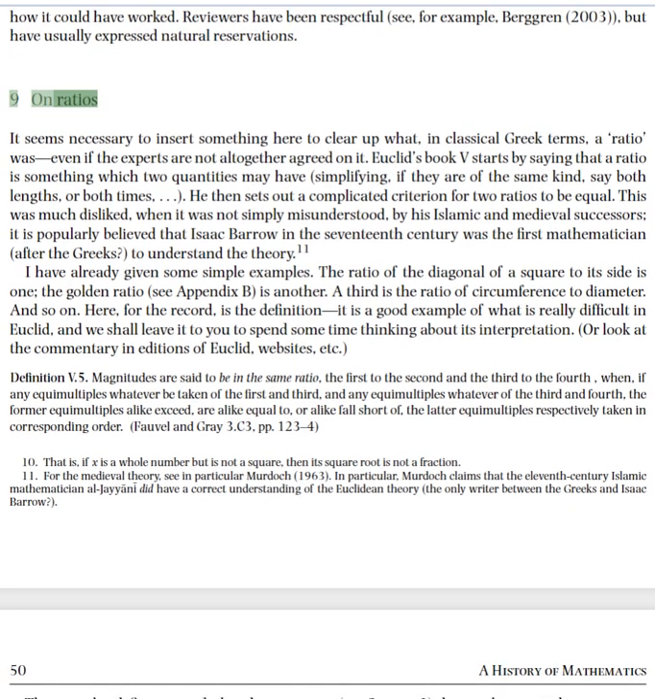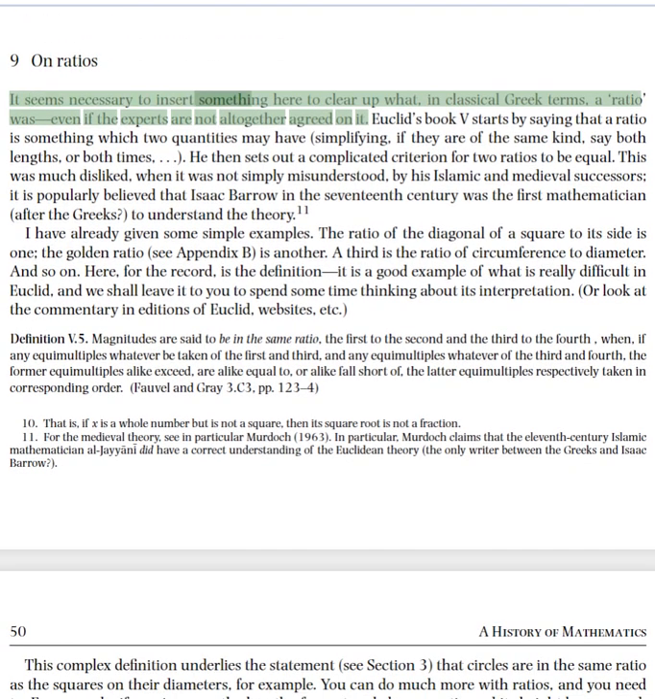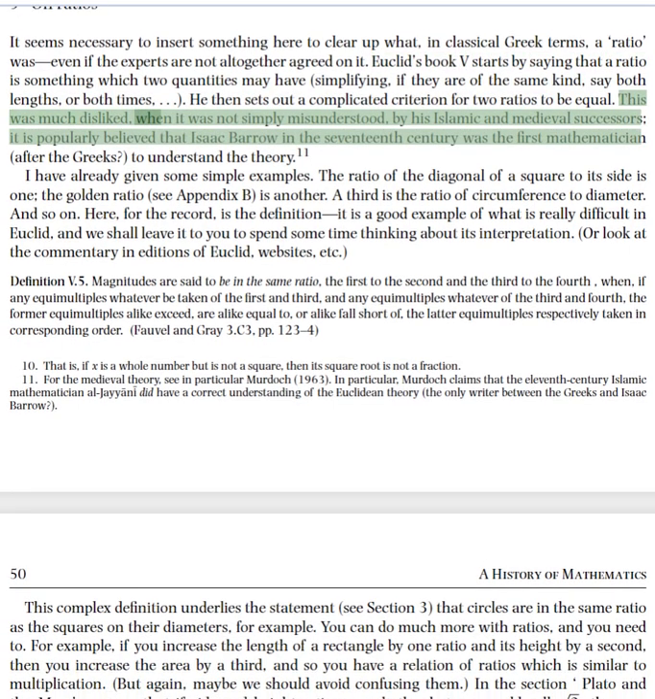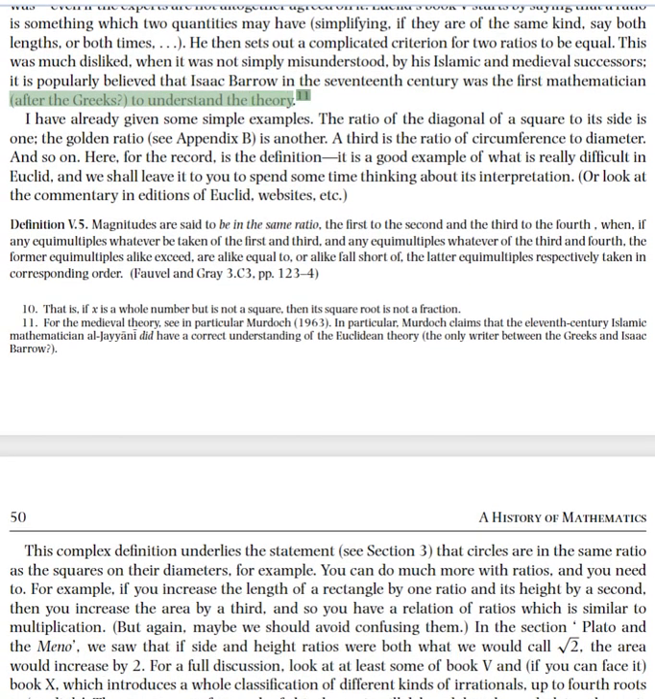9. On ratios. It seems necessary to insert something here to clear up what, in classical Greek terms, a ratio was, even if the experts are not altogether agreed on it. Euclid's book V starts by saying that a ratio is something which two quantities may have. He then sets out a complicated criterion for two ratios to be equal. This was much disliked, when it was not simply misunderstood, by his Islamic and medieval successors. It is popularly believed that Isaac Barrow in the 17th century was the first mathematician to understand the theory. Point 11.